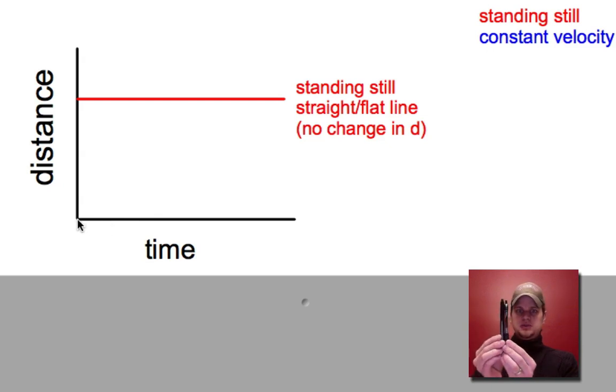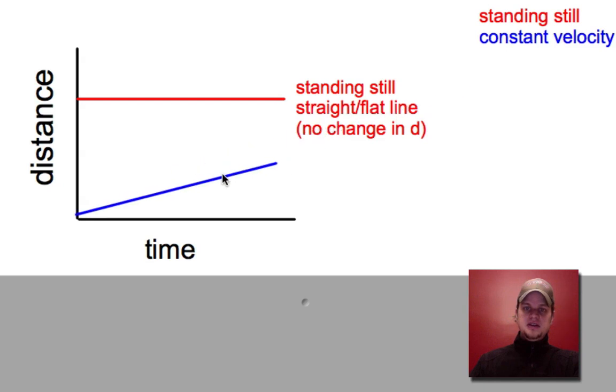At zero time, it's zero distance away. Let's say in 1 second it moves about 10 centimeters away. Then it would be over 1 second and up 10 centimeters. Then the next second it moves another 10 centimeters. It would be 2 seconds, another 10 centimeters. And you see, for every 1 second across, you would go 10 centimeters up. And so you start to see this trend where you get a nice, straight line on a slope.